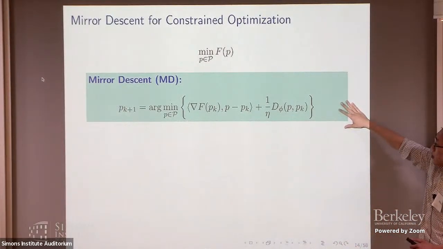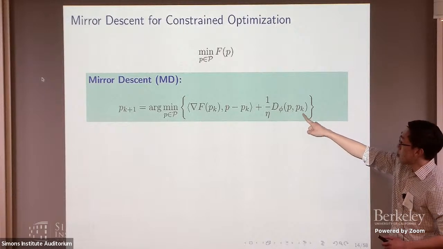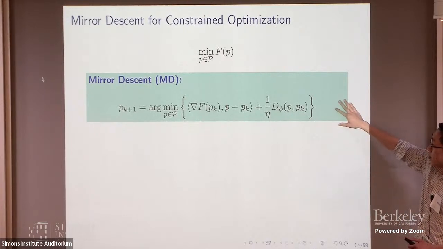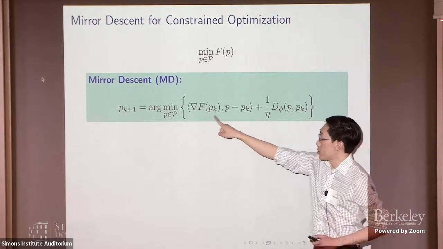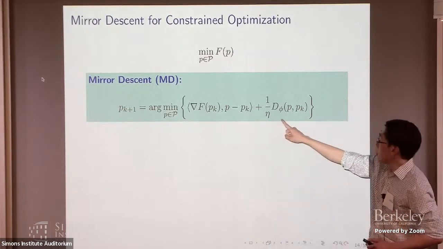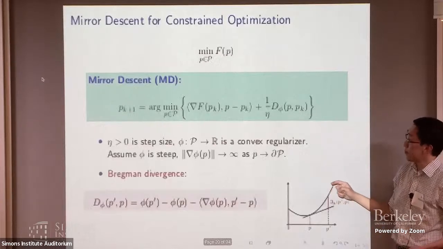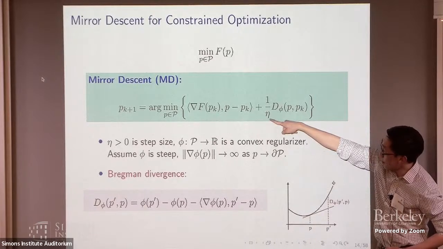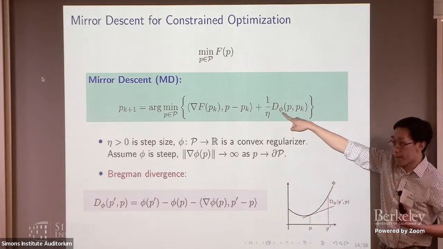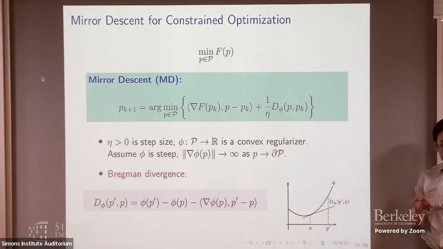At each iteration, you're at pk, and you want to minimize this regularized problem, where the first term is the linear approximation to your objective function, and then you regularize by what's called the Bregman divergence. So here there's a step size eta as before. Phi is some convex regularizer. We assume phi is steep and the gradient goes to infinity and so on.